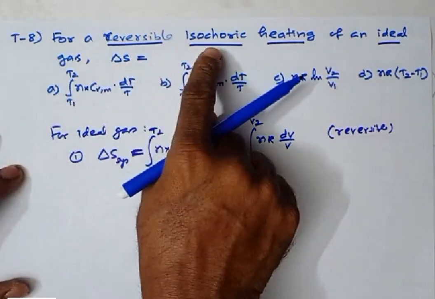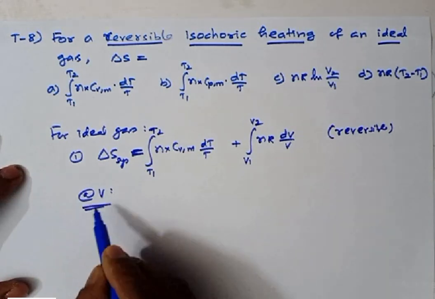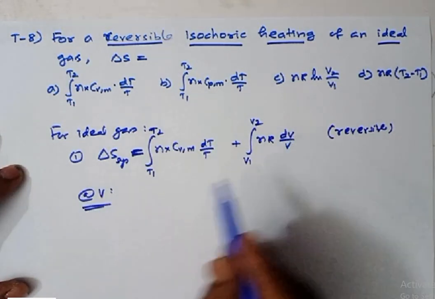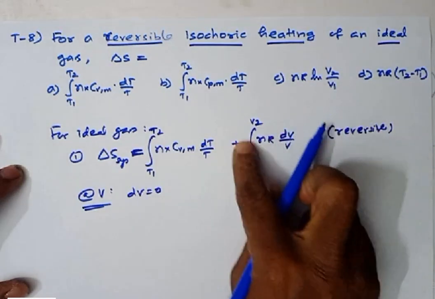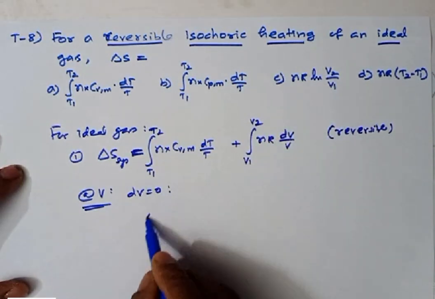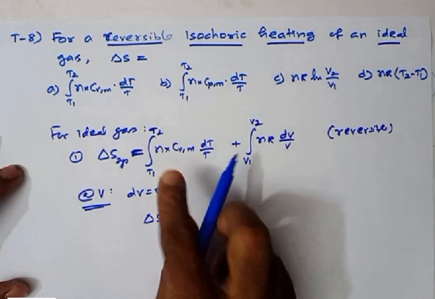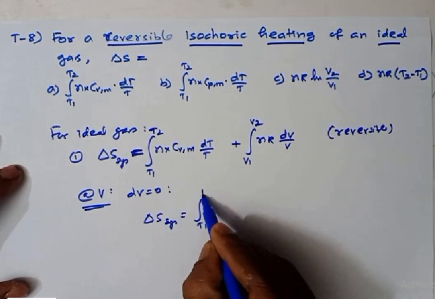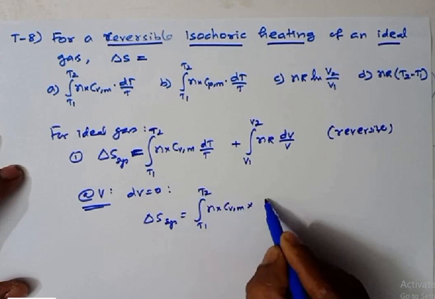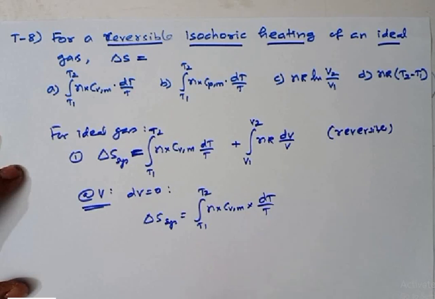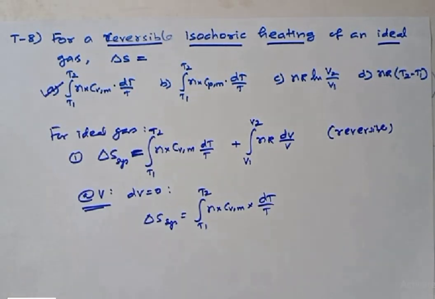Right? Isochoric means volume is constant. So at constant volume, dV becomes 0. Therefore, the second integral becomes 0. So we get delta S system is equal to integral T1 to T2 n Cvm dT by T. Yes, the correct option for this question is option A. Take note.